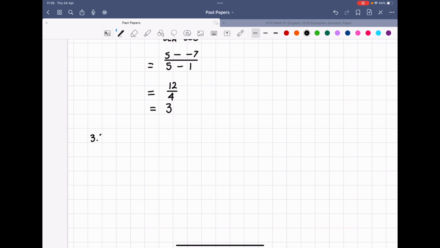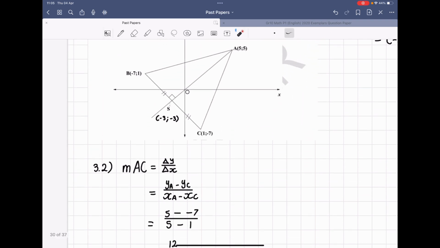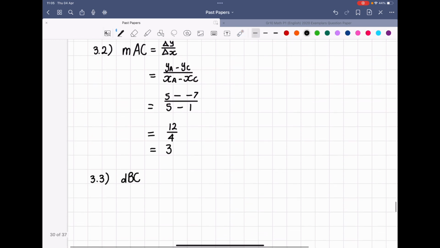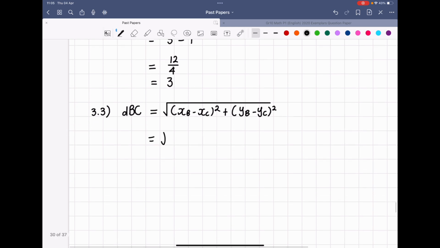Okay, then the next part asks me to find the distance of BC. That is this distance here. And I've got 2 points on a straight line, so I can use my distance formula. And the distance formula says that the distance of BC is equal to the square root of x of B minus x of C all squared plus y of B minus y of C all squared. So I'm just going to substitute in these values.